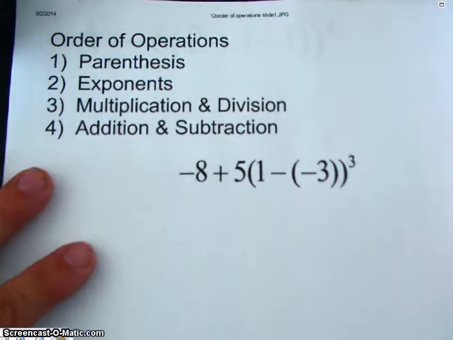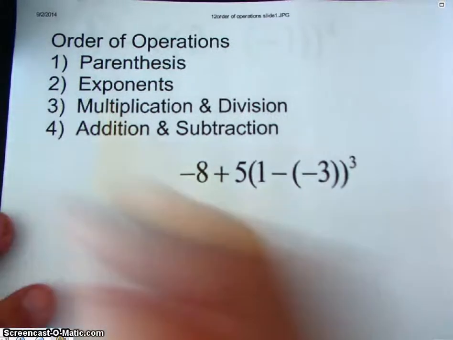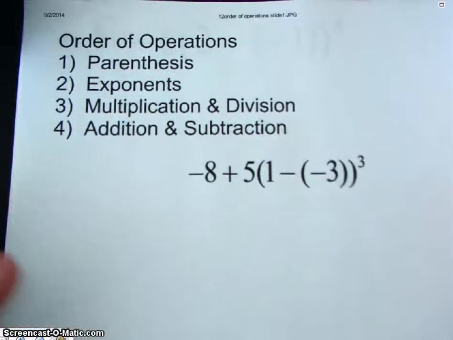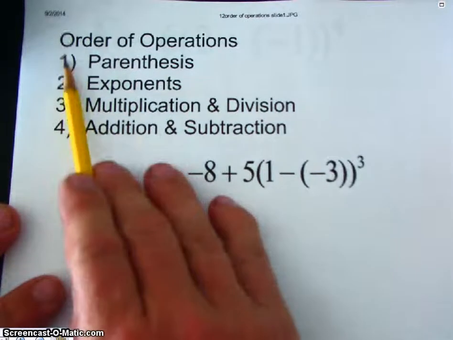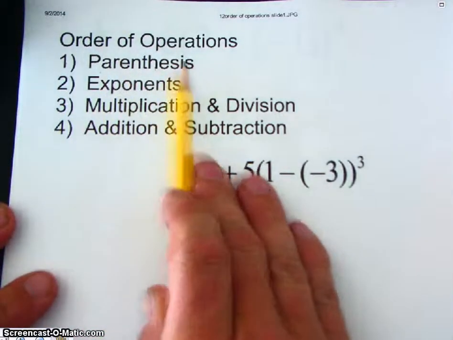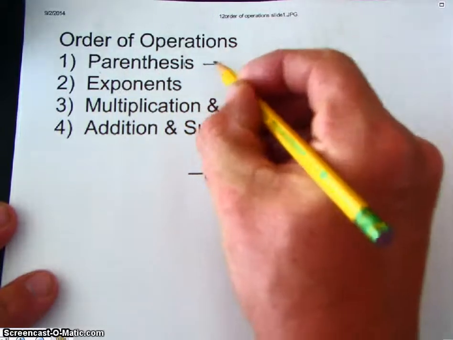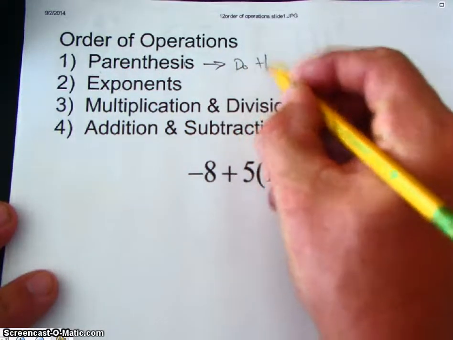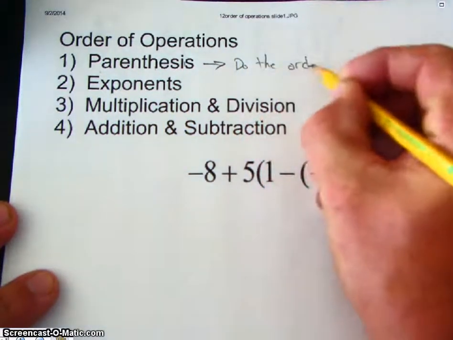All right, in this lesson we're going to be talking about order of operations. There are 4 steps. First step, you always do what's in parentheses. So you look inside the parentheses, and then once you're in the parentheses, you do the order of operations all over again.